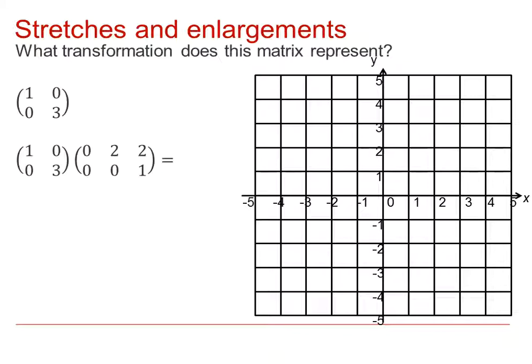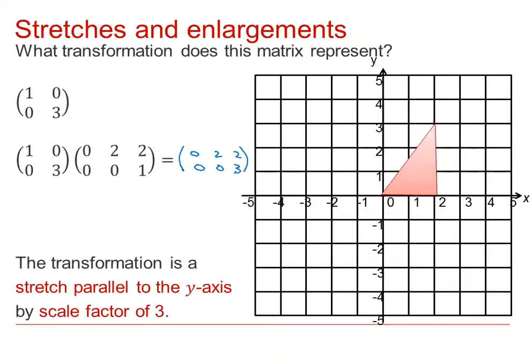What transformation does this produce? 1, 0, 0, 3. There's the object we're applying it to. And here goes with the multiplication. So multiplying the top row by each of the 3 columns will give me 0, 2, 2. The bottom row 0, 3 by each of the columns will give me 0, 0, 3. And if I plot those 3 points to create the image, there's my image, and the matrix represents a stretch parallel to the y-axis by a scale factor of 3, and that's what that element 3 has produced.